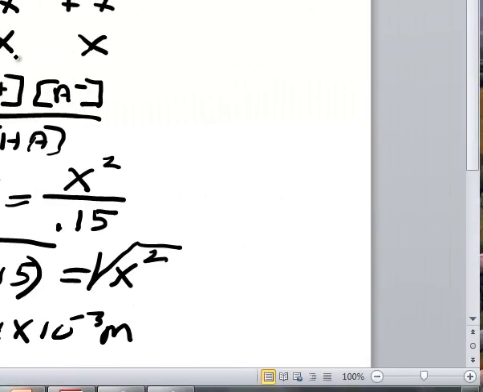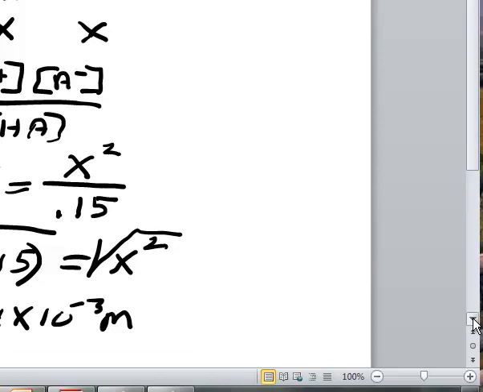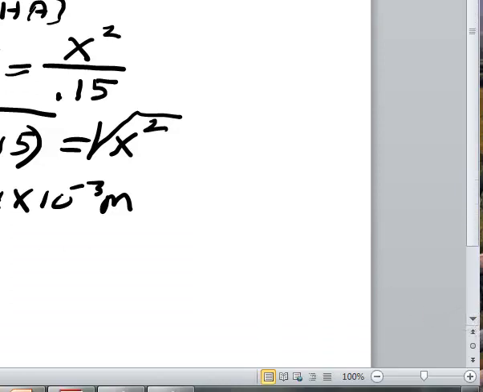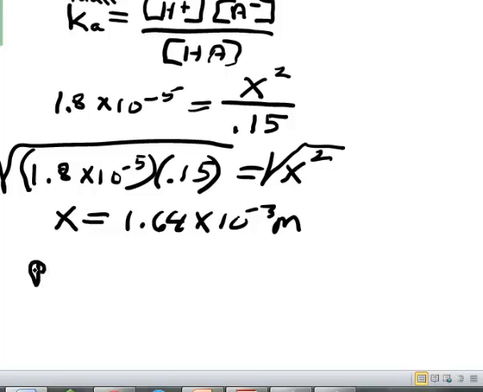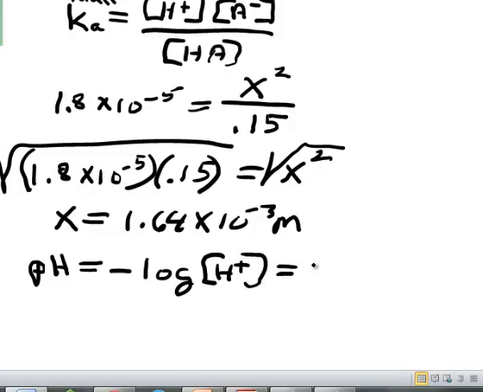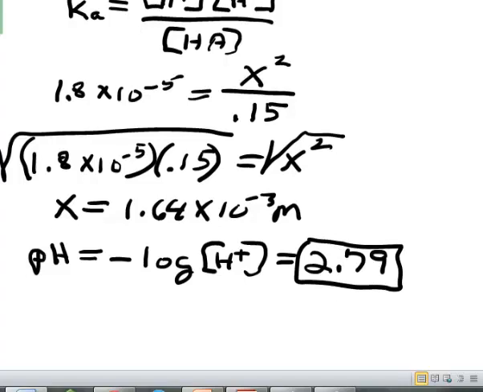It's important to remember that this is actually the concentration of the hydrogen ion for this weak acid once it reaches equilibrium. I can calculate the pH of the solution by simply taking the negative log base 10 of the hydrogen ion concentration, which is going to be equal, in this case, to 2.79. Now, that's the pH. I do have one other step that I always want to include.